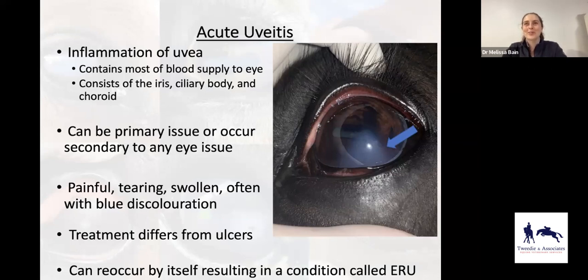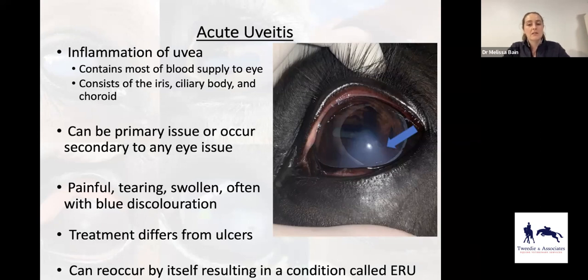For the treatment of uveitis, we need to make sure that there's no ulcers, because that can exacerbate ulcers if we put steroids or things in the eye if there's an ulcer there. So it's really important to differentiate: have we got uveitis, or have we got ulcers, or have we got something else?